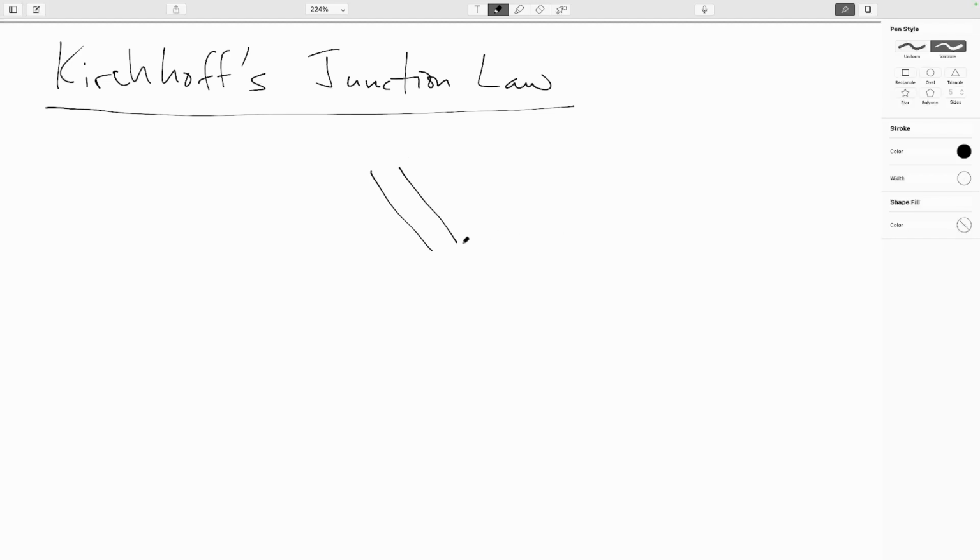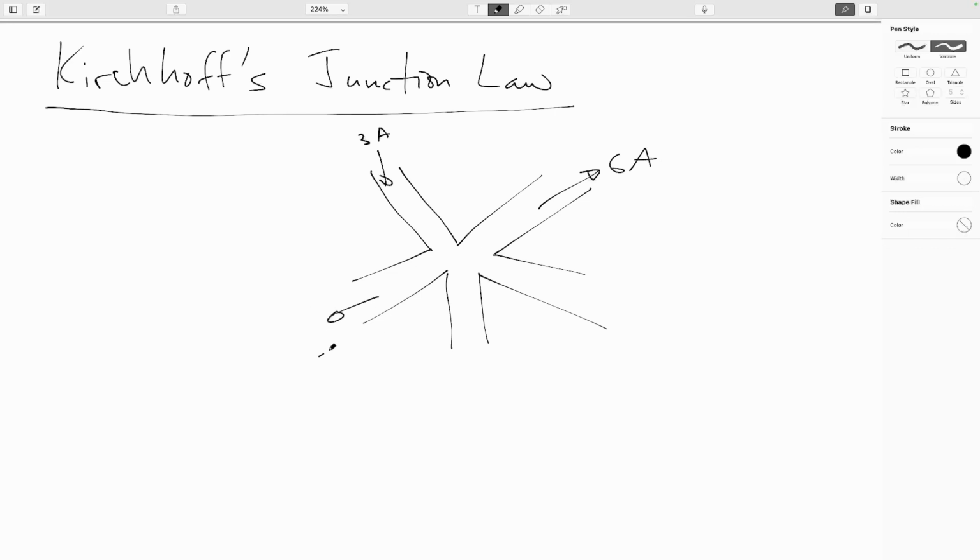So the idea is, let's say I've got some beast of a conductor, and I've soldered a joint together like so. I got some horrendous thing that looks like this, for instance. We'll say 3 amps flowing in here, 6 amps flowing out there, 2 amps flowing out there, 4 amps flowing in here, and we want to know what's going on over here.